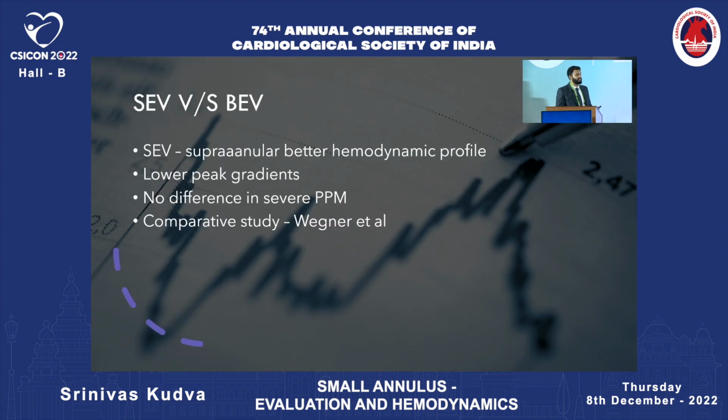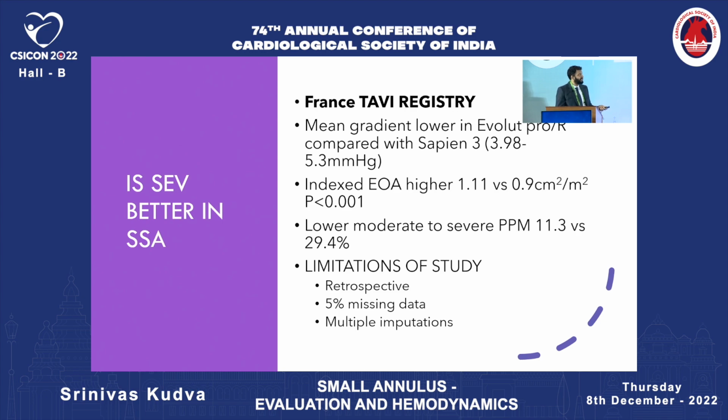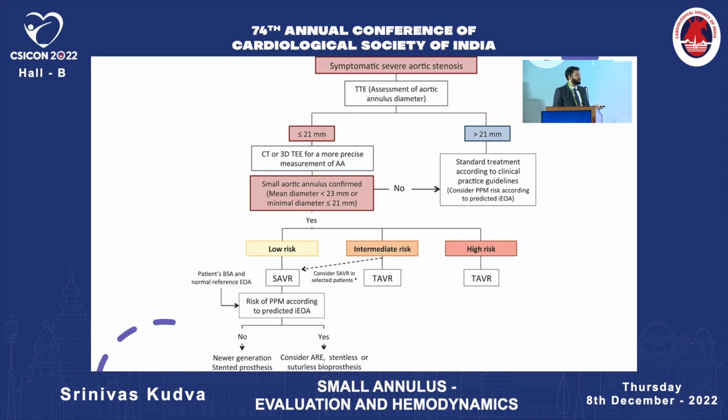So when it comes to self-expanding valves versus balloon expandable valves, yes, the supraannular does have better hemodynamic profile. They have lower peak gradients, and there is no difference when it comes to the severity of patient prosthesis mismatch. This was by a comparative study done by Wegner et al. In the France registry, what they found, this was a study done between Evolute Pro R and the Sapien 3. They found that the mean gradient was a little lower with Evolute Pro R. The indexed effective orifice area was a little higher, and there was lower moderate to severe ppm. But again, the limitations of the study was it was retrospective. There were multiple imputations, and 5% of the data was missing.